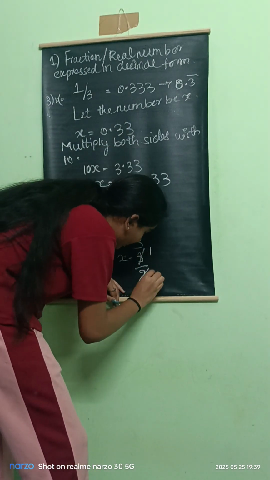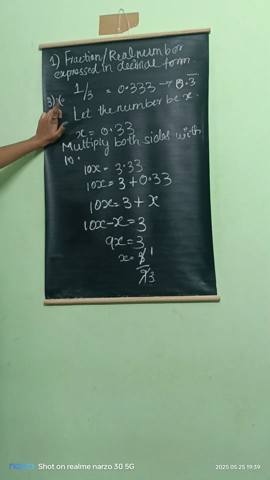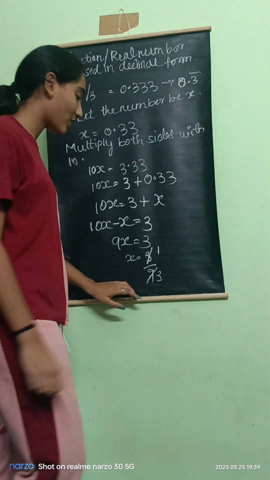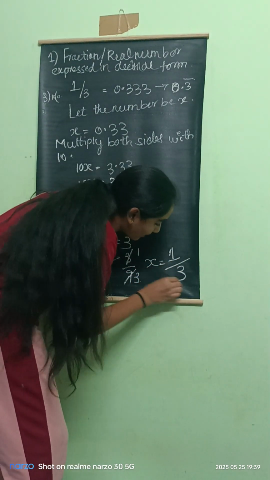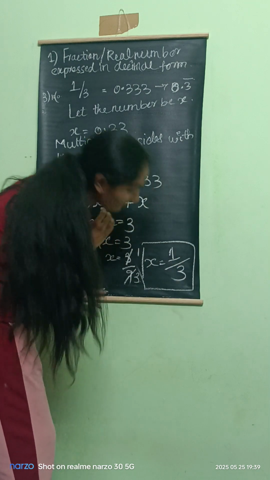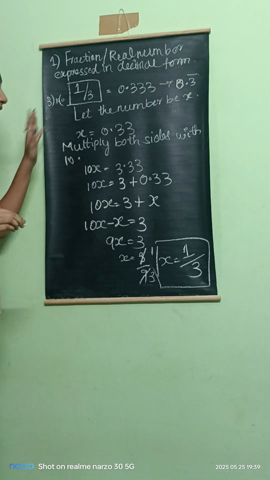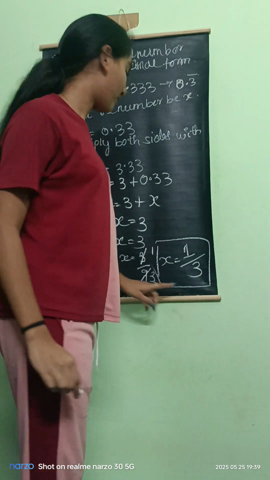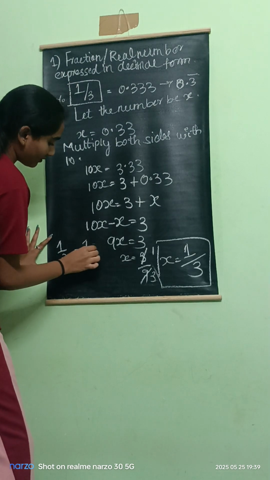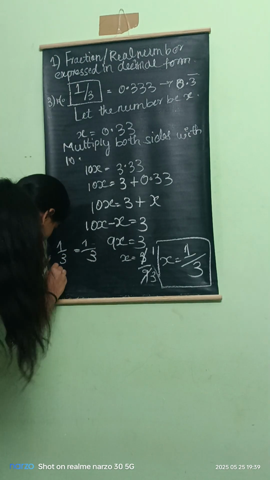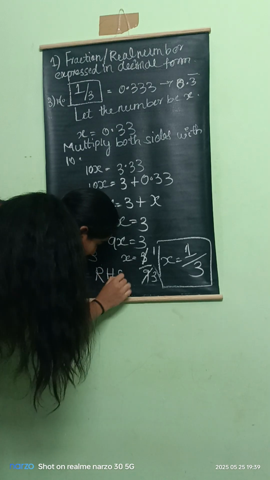3 ones are 3, 3 threes are 9. Did we get the same answer that we got at first? Yes, 1 by 3. So x is equal to 1 by 3. We got it finally. We did it. The same question that we took, the answer we got is the same. So 1 by 3 is equal to 1 by 3. LHS is equal to RHS.